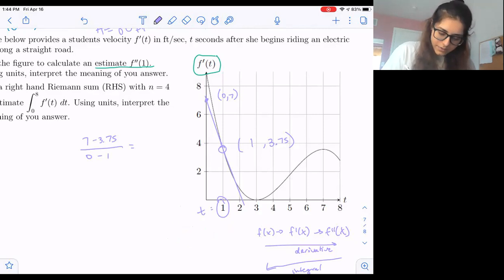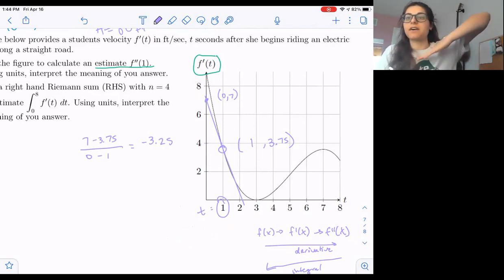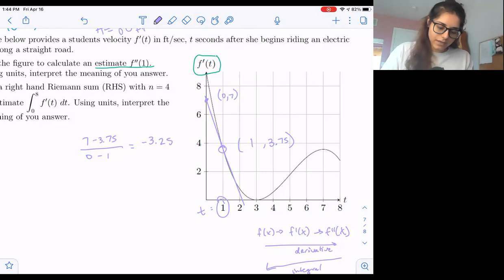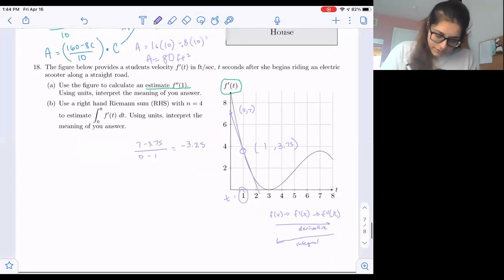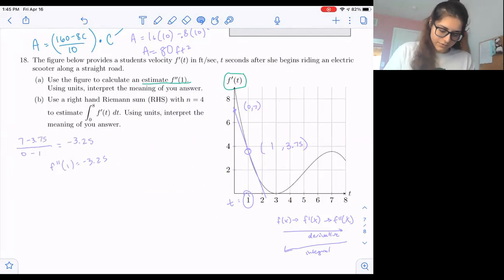That will give us 3.25, but make it negative because we end up with a negative denominator. So negative 3.25. Let's check that this makes sense: our slope is going down to the right, so it's definitely negative. It looks like it's going down about 3 units for every 1 unit to the right. That seems right. So f double prime of 1 equals negative 3.25.